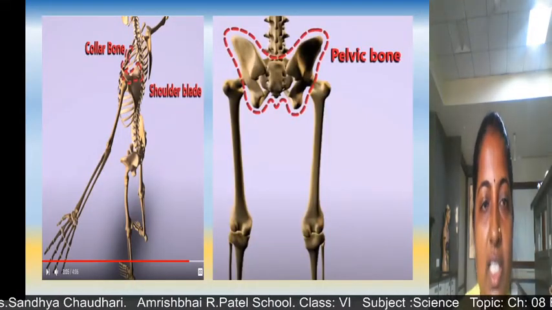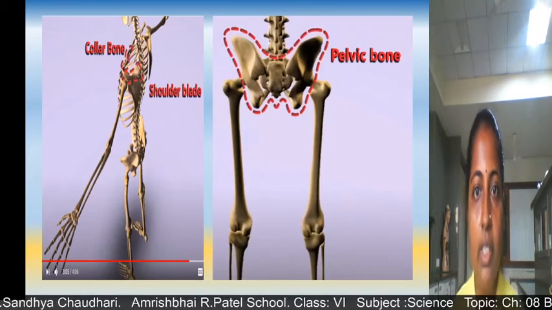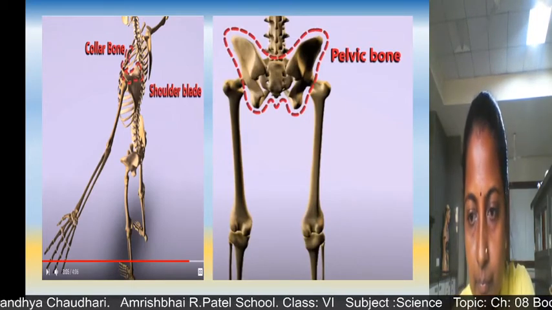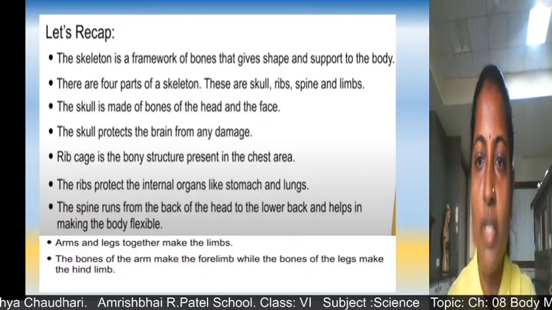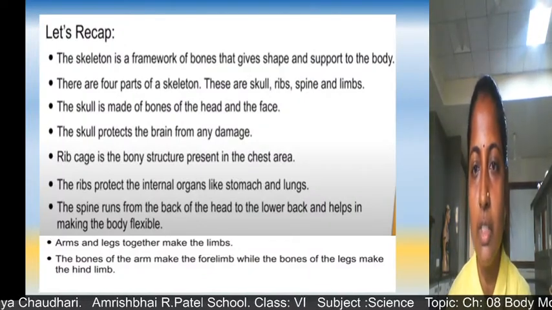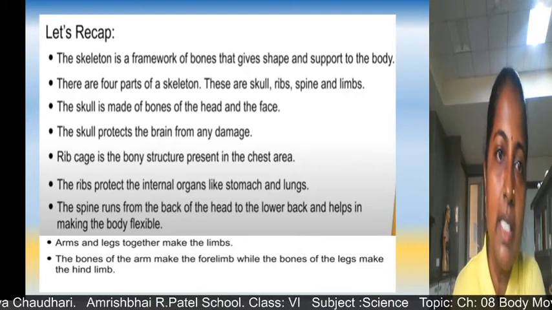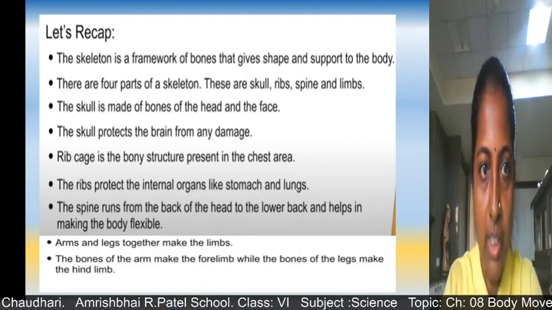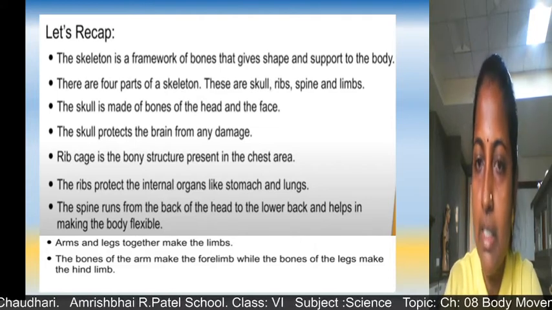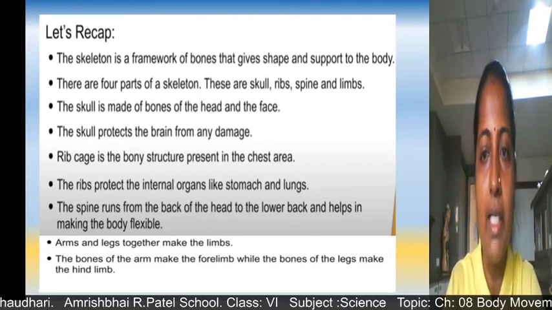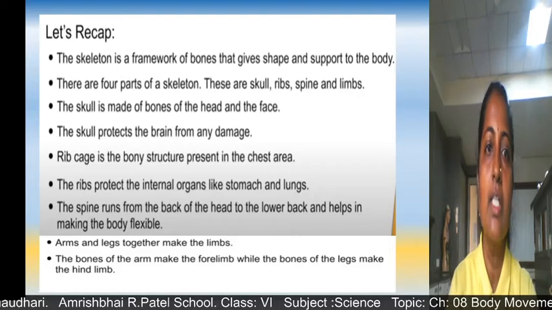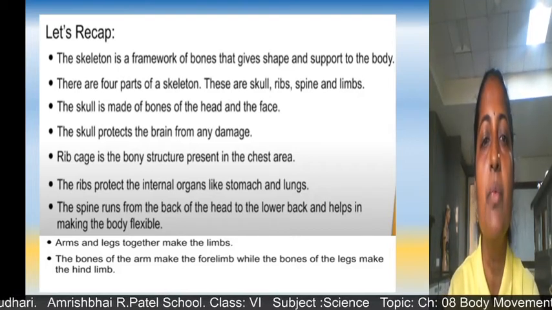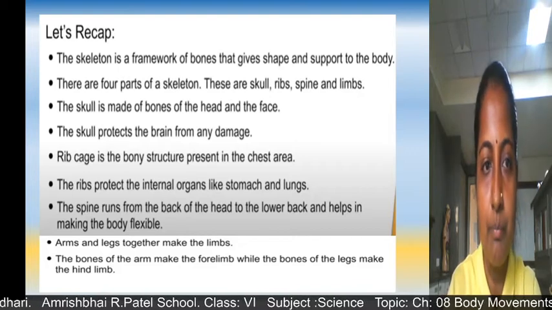Here, children, you can see the collarbone and shoulder bone, and in the second figure you can see the pelvic bone. Now let's recap whatever we have seen today, children, in this video. The skeleton is a framework of bones that gives shape and support to the body. There are four parts of the skeleton: the skull, ribs, spine and limbs. The skull is made of bones of the head and face. The skull protects the brain from any damage.